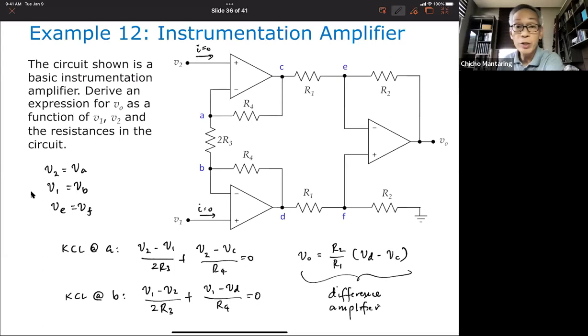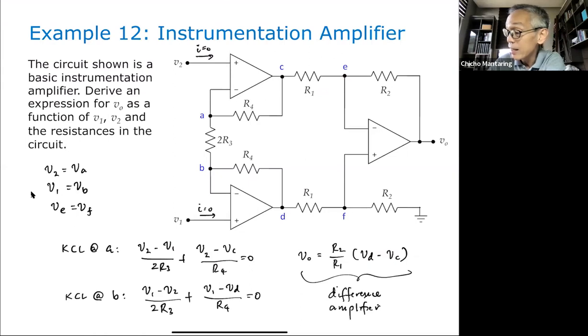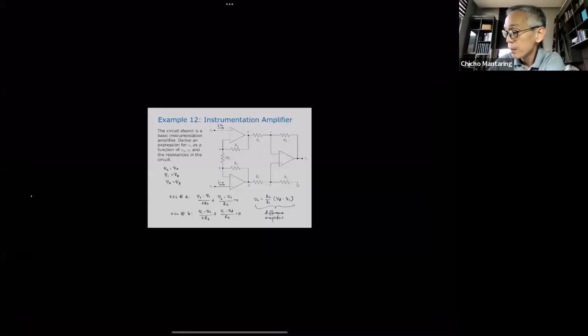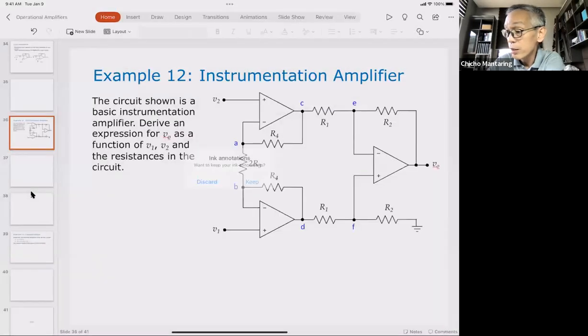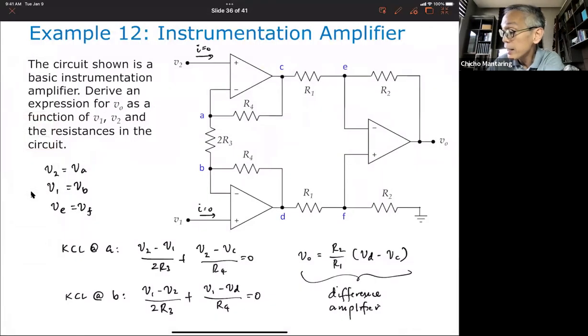So you can combine all of those equations and you should be able to get a relationship between your output and V1 and V2. No? If you want to derive this, you can go ahead and apply KCL here and KCL here. No? Sorry. And KCL here.